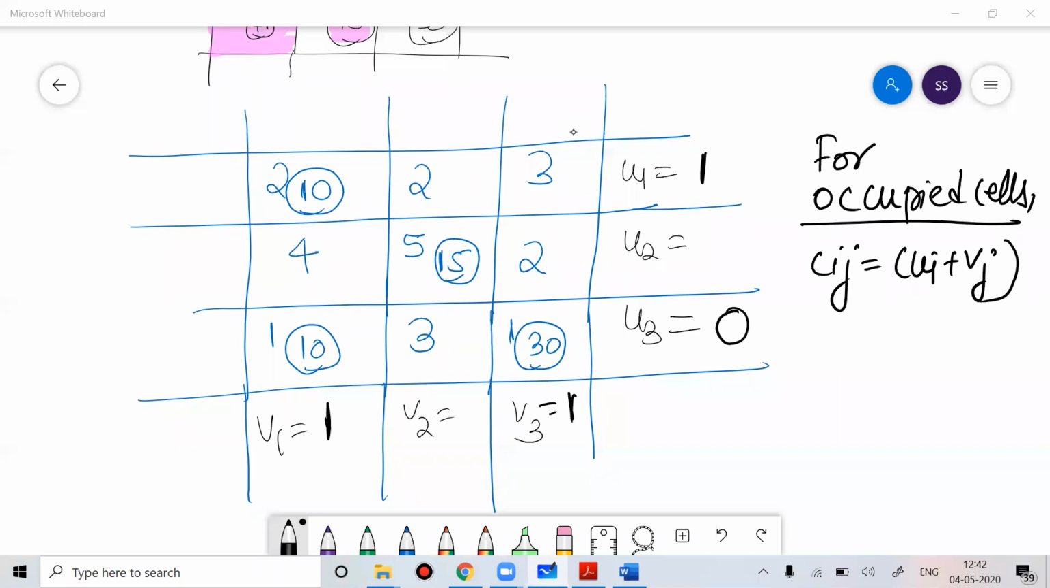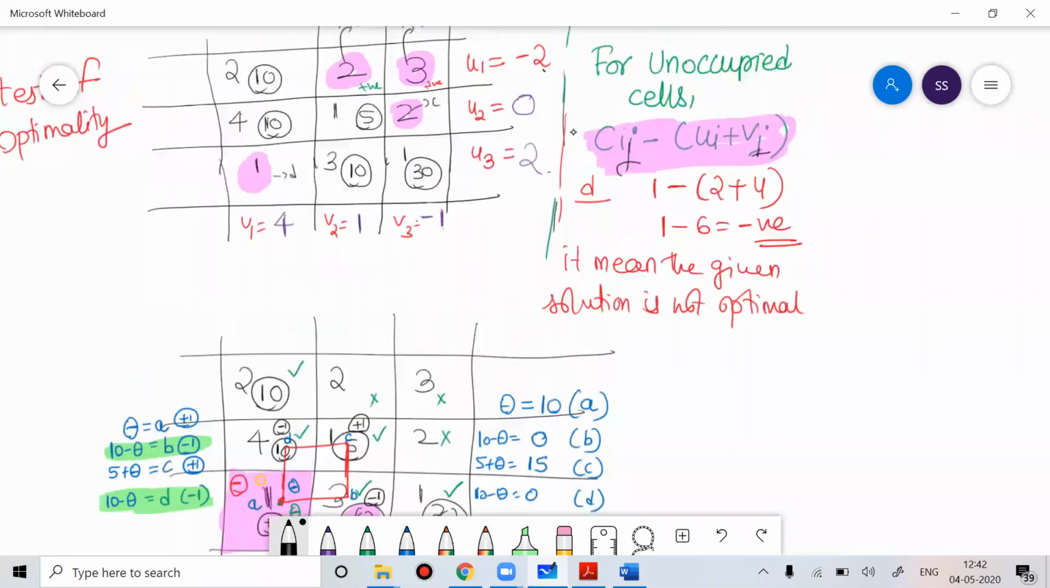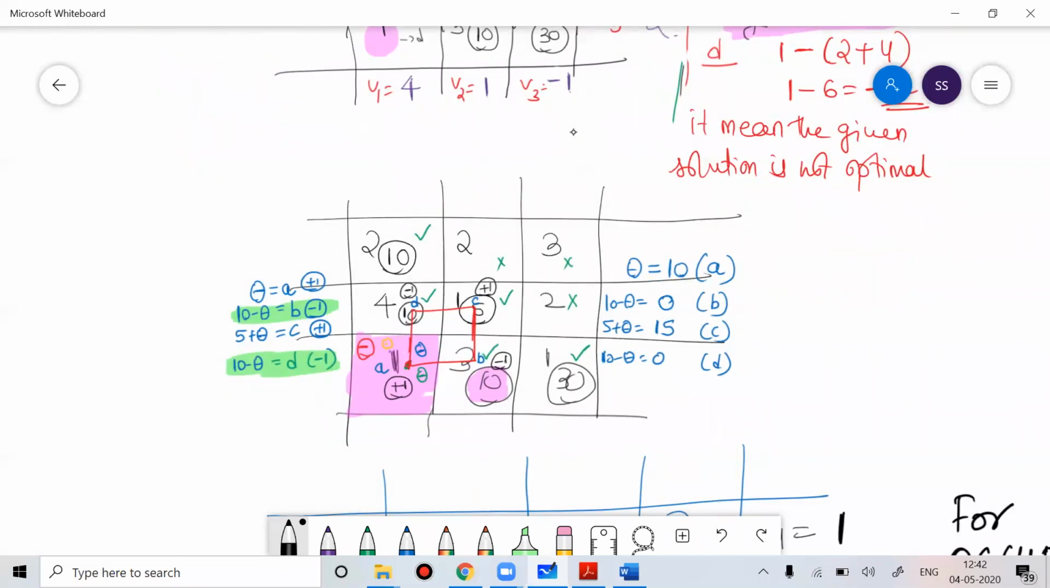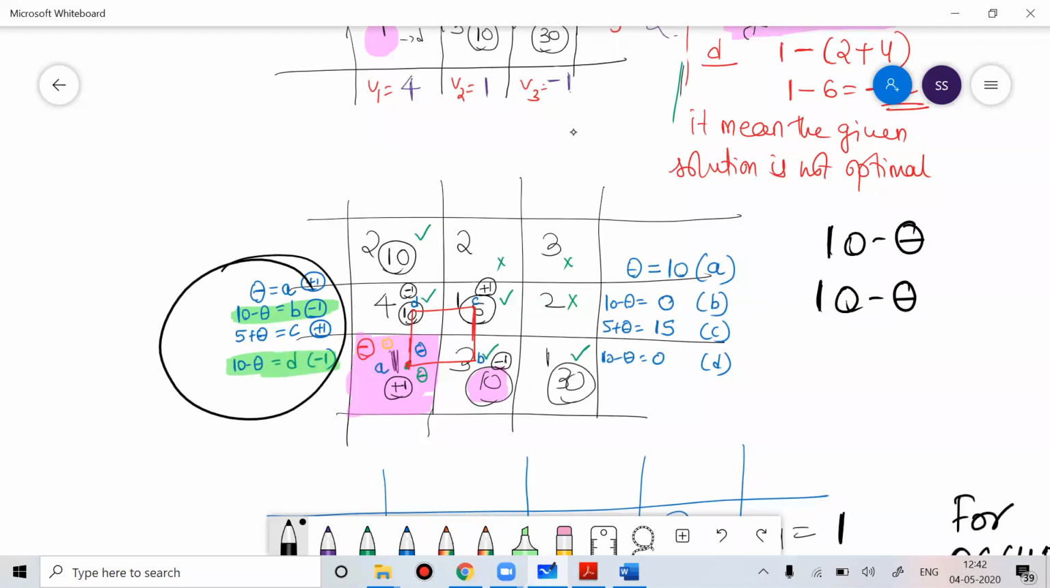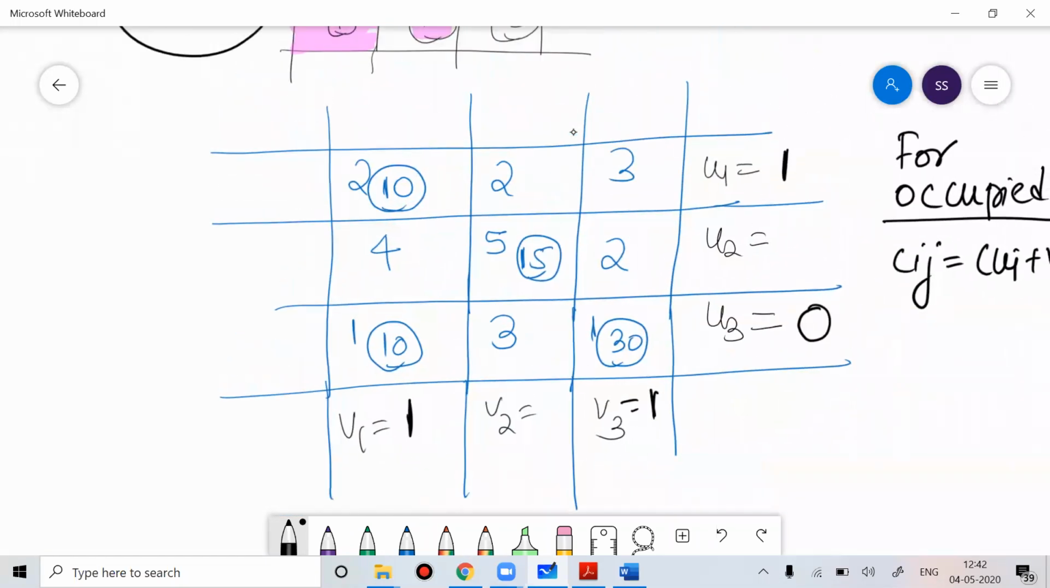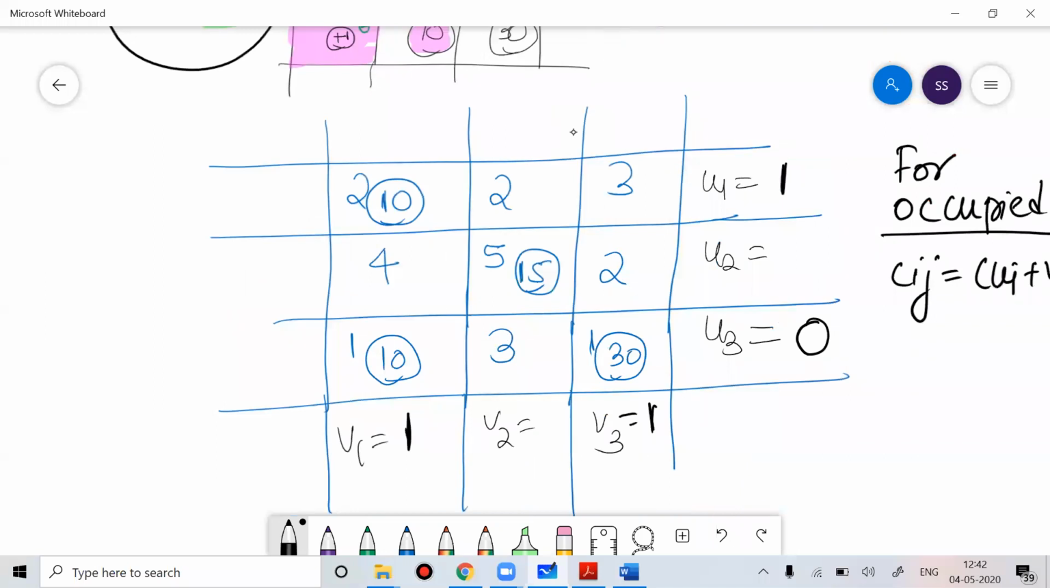Why is it not happening? If you notice here, two cells have the same value. Normally we consider the lowest value of theta, but here the two cells have the same value. So I have to remove all the value. Because I made theta equal to 10, this also becomes 0, and this also becomes 0. Now, because the two cells become 0, the given solution is degenerate.